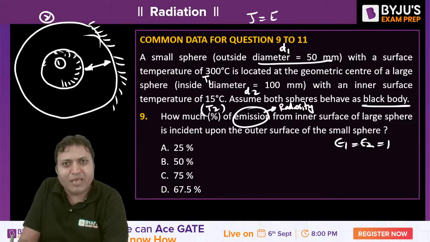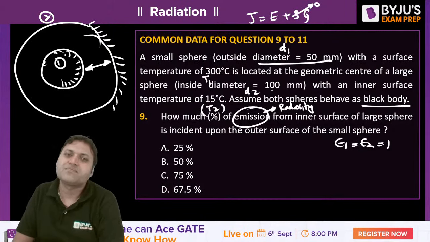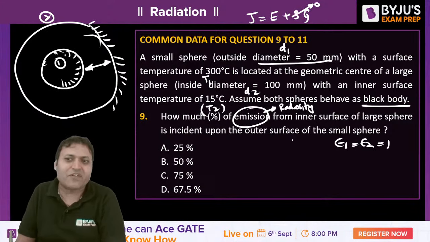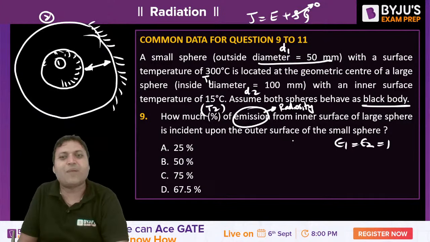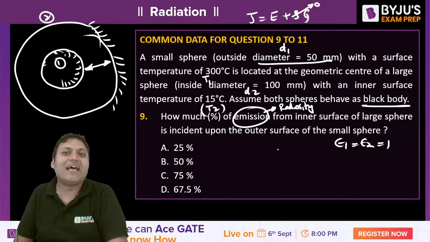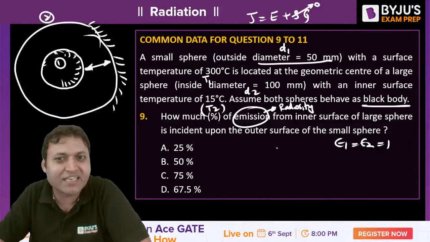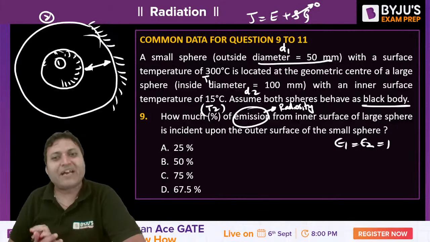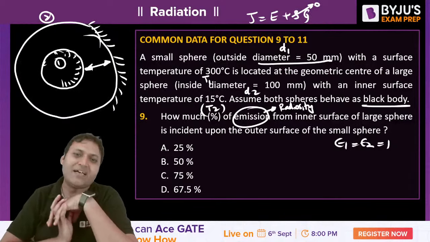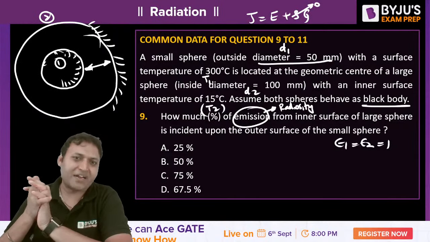Because J is equal to E plus rho G, and for a black body, rho is equal to 0. So the percentage of emission from the inner surface of the large sphere is incident upon the outer surface of the smaller sphere. So it is actually the definition of shape factor. What is the shape factor? The fraction of radiation leaving a particular surface and reaching the other. That is called the shape factor.